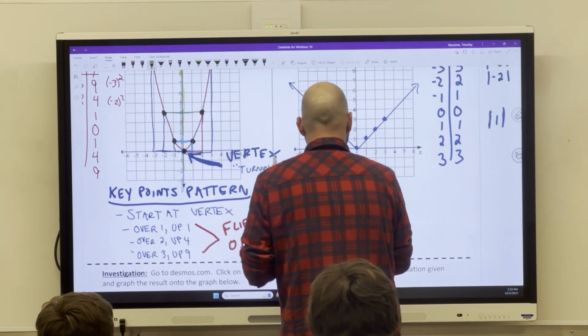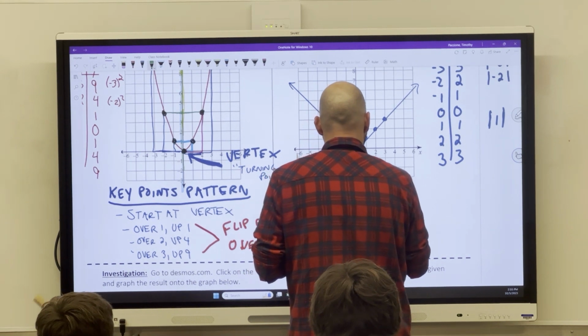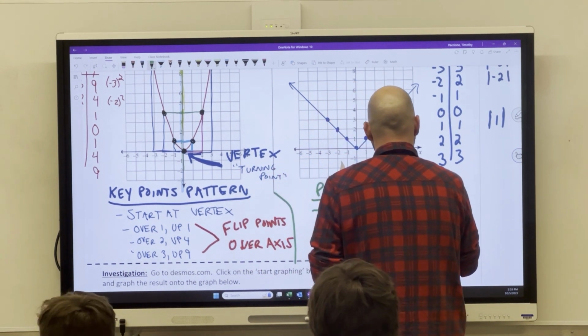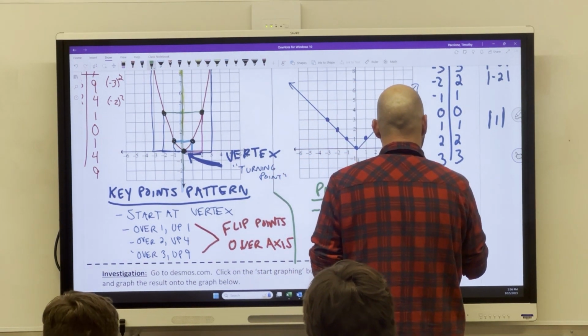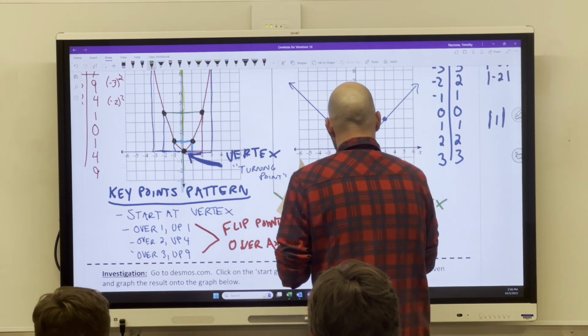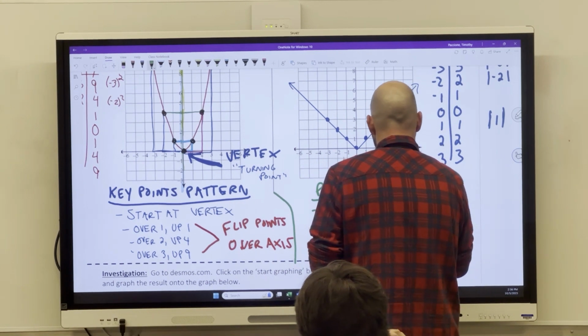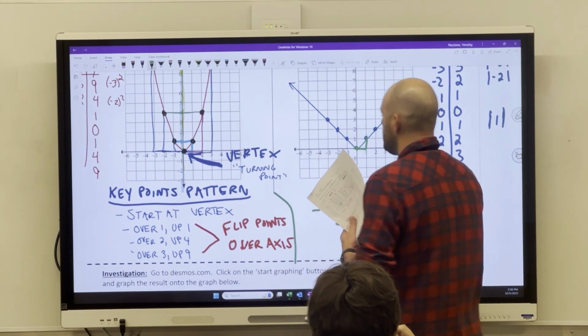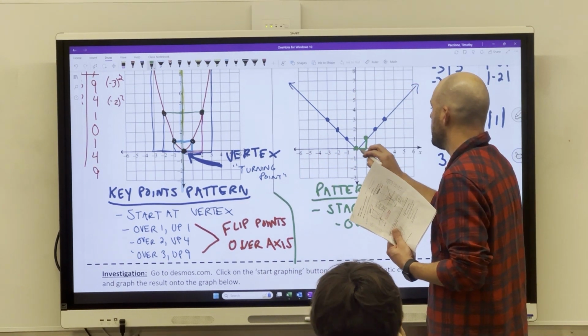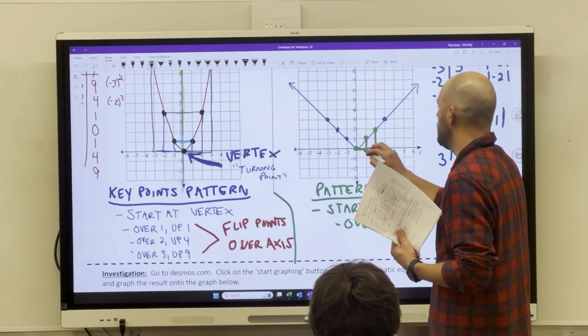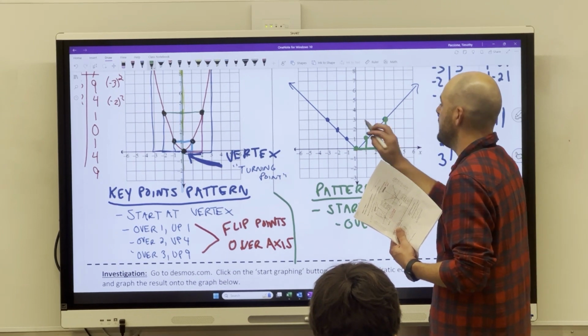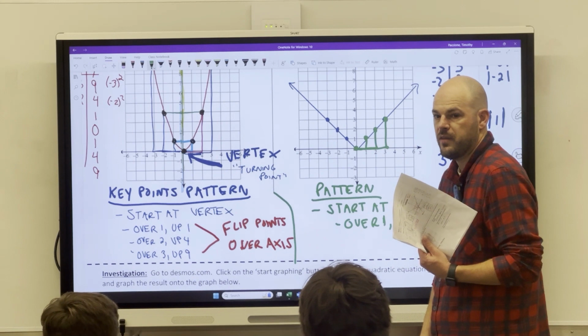You start at the vertex, and this one's actually a lot simpler. You go over 1, up 1, right? Over 2, up 2, over 3, up 3, and then flip all those, and then you have that one, right?